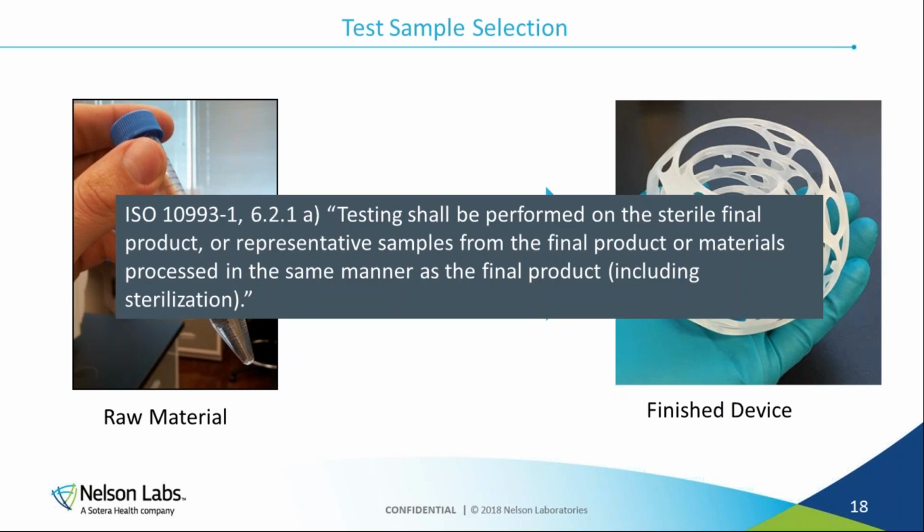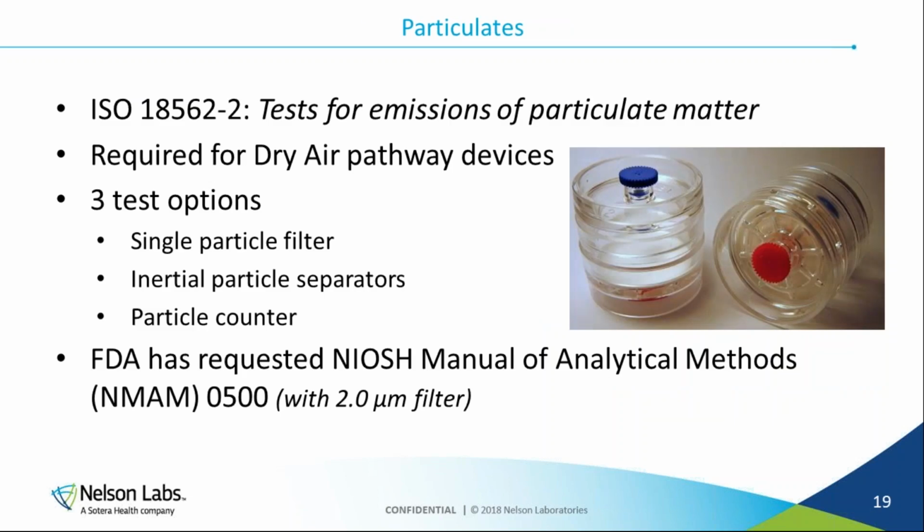And 10993 Part 1 says that the testing shall be performed on a sterile final product or a representative sample of the final product, but it must include all of the processes before assessing for biocompatibility.